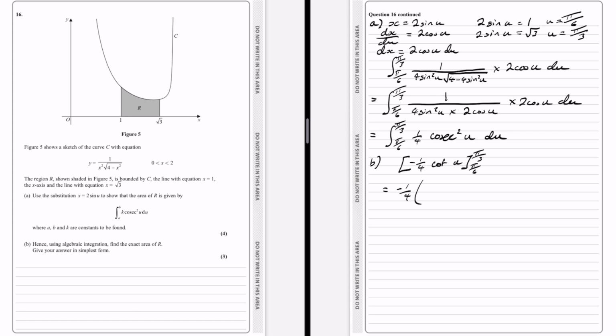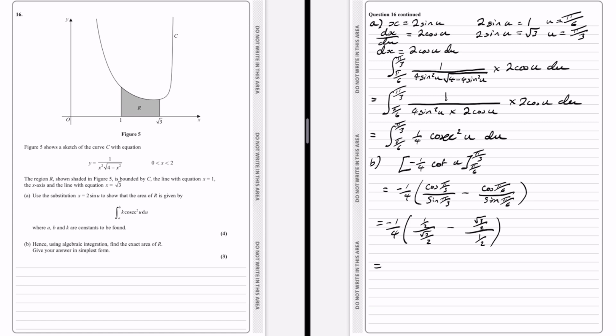Now if you know cot of pi over 3 and pi over 6, you can just substitute it straight in. If you need to reverse engineer the cot to cos over sine, we're going to get cos of pi over 3 over sine of pi over 3, and then cos of pi over 6 over sine of pi over 6. I've taken the minus quarter out the front just to keep it a bit tidier. Cos of pi over 3 is a half, sine of pi over 3 is root 3 over 2. Then cos of pi over 6 is root 3 over 2. And sine of pi over 6 is a half.